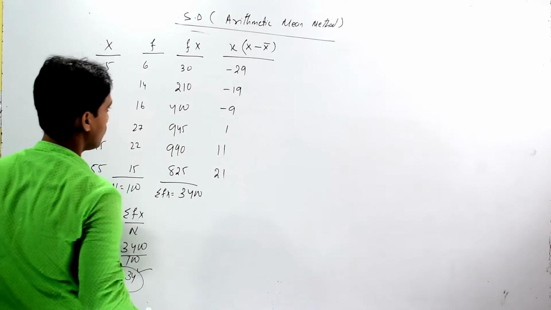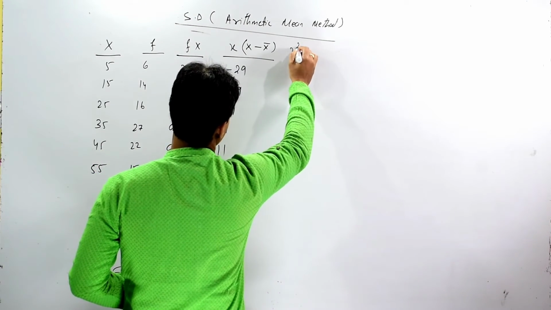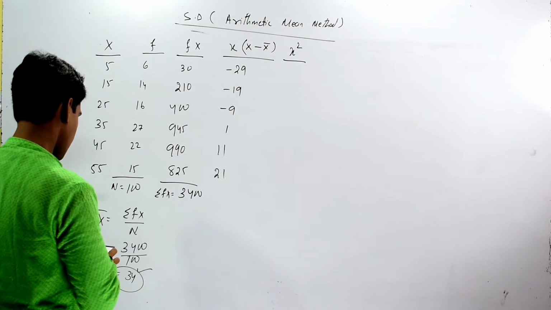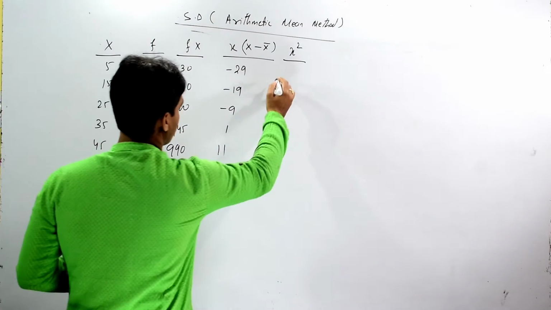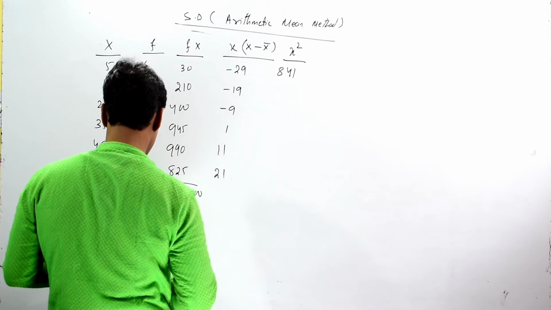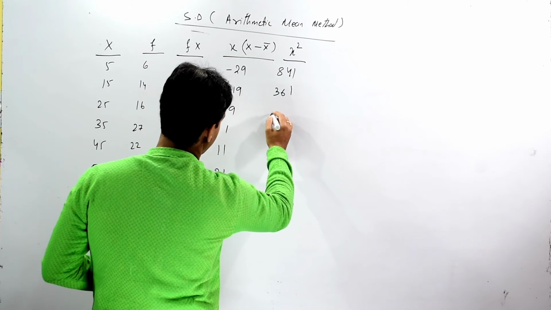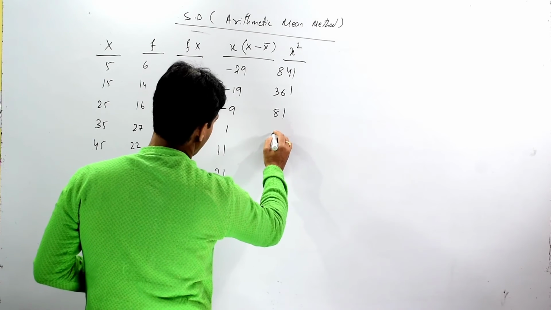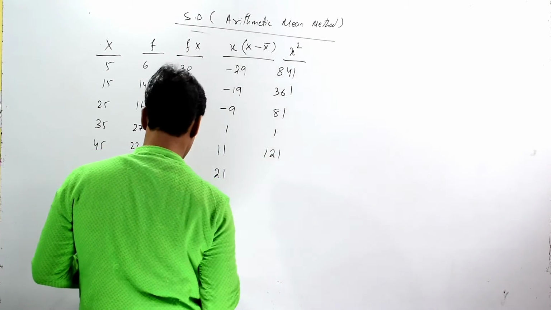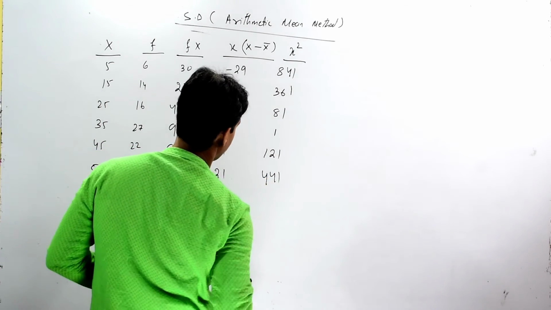Now we should find out the small x square, that is 29 square equals 841, and 19 square, that is 361, and 9 square, that is 81, 1 square, that is 1, and 11 square, that is 121, and 21 square, that is 441.